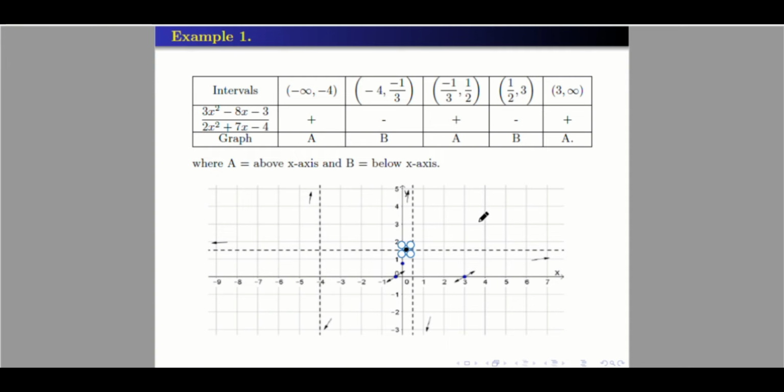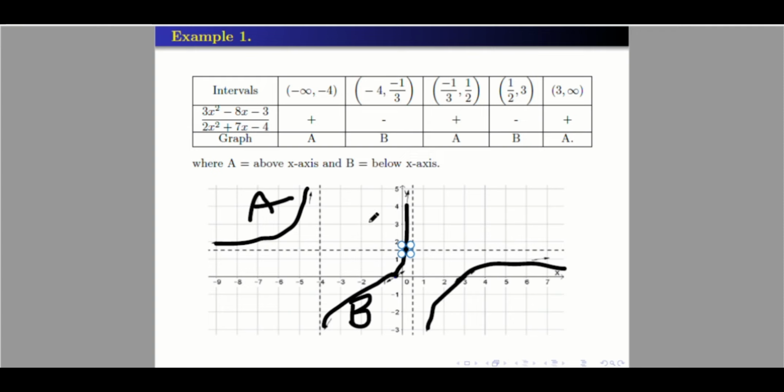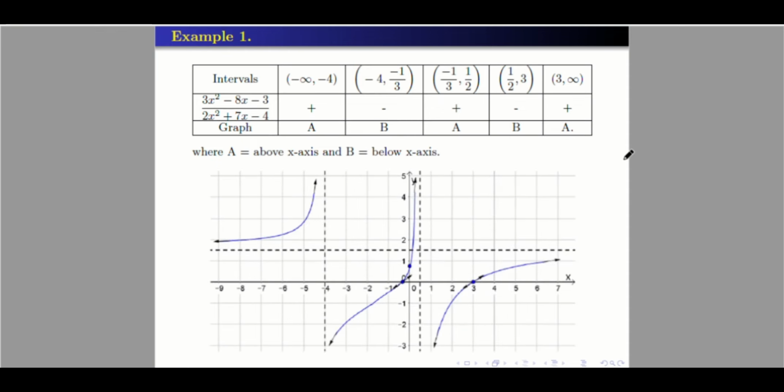So this somewhere here. Okay, so therefore, I will graph this again. The graph looks like this. Okay, so above, below, above, below, above. Okay, so using your Desmos or your Google, or your software, you can check that the graph will look like this. Okay, so this is now the graph of 3x squared minus 8x minus 3 all over 2x squared plus 7x minus 4.